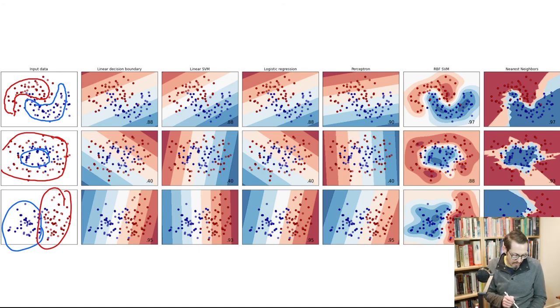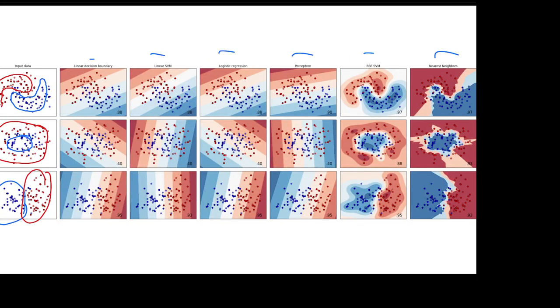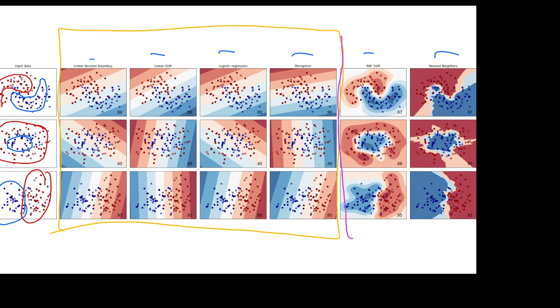So across the top, we have just a plain old linear decision boundary, a linear SVM, logistic regression, perceptron, a radial basis function SVM, and the nearest neighbors. I believe, oh gosh, pretty sure that's five nearest neighbors. I've forgotten. All right, let me get my face out of the way here. So what do you see there? Well, it's pretty clear that all of the linear algorithms here are very, very similar. And likewise, these two over here produce very similar results.